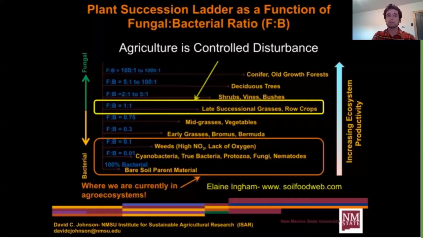In agriculture, we have all sorts of disturbance. We're constantly disturbing the soil ecosystem, be it through tilling or pesticides or salty chemical fertilizers, and this pushes us backwards on this ecological succession. As you can see, very bacterially dominated soils like annual weeds and grasses. The crops are generally trying to grow, and perennial grasses want a more balanced system, and then it goes up to trees.